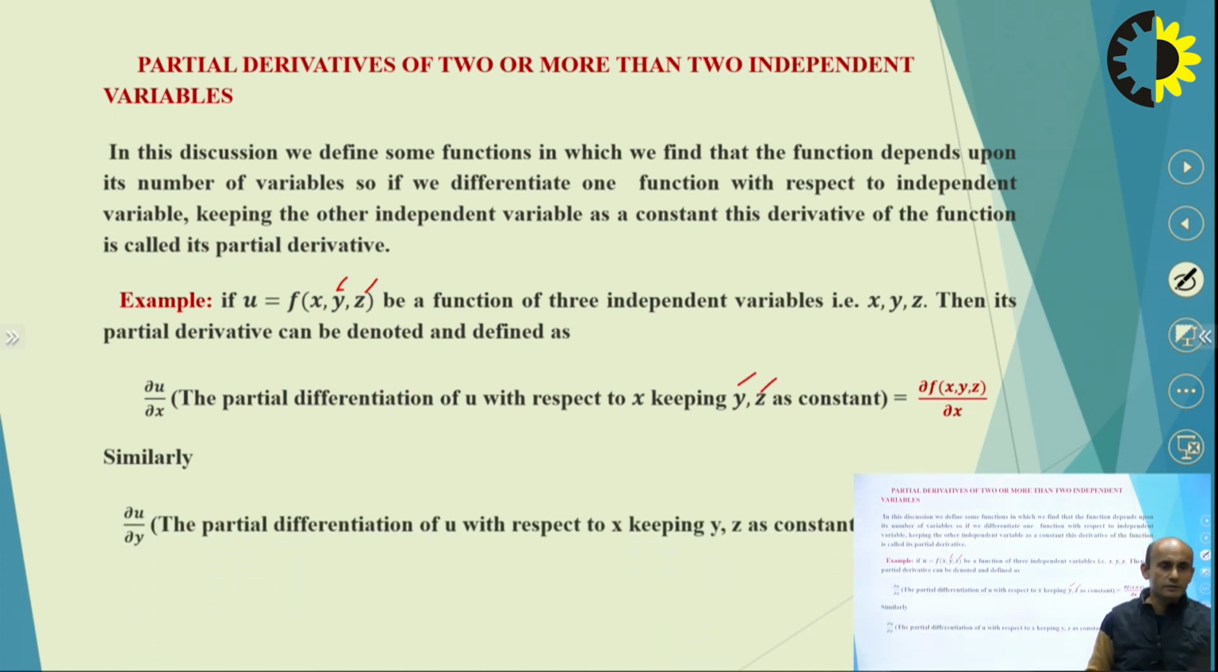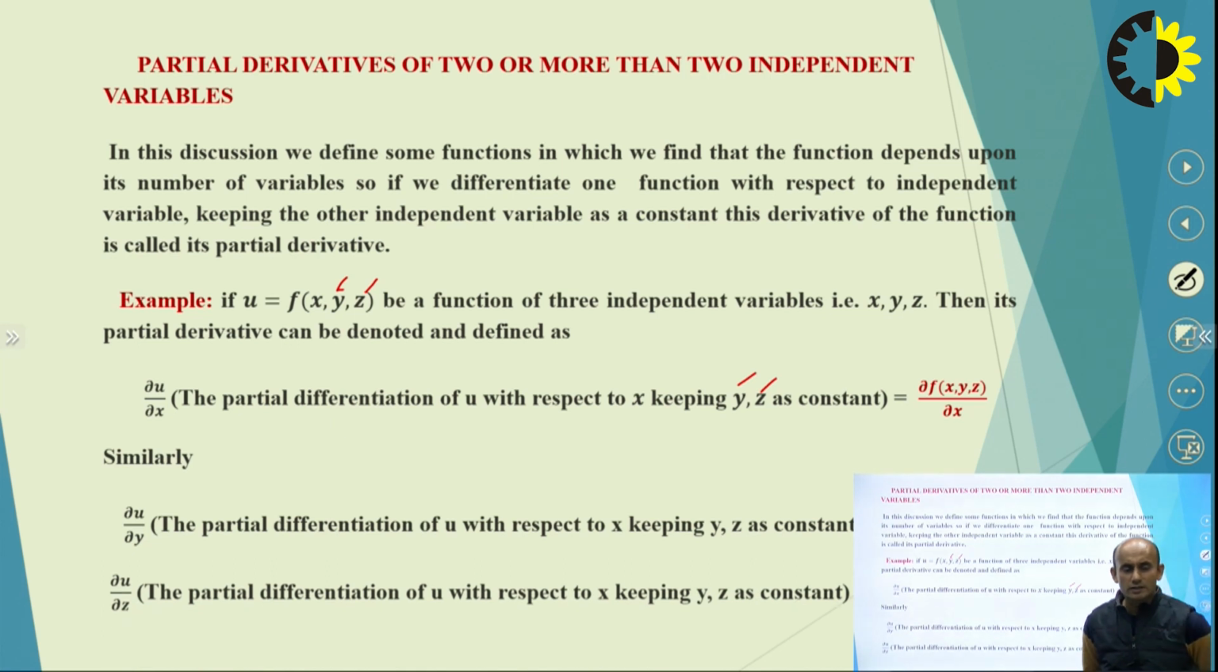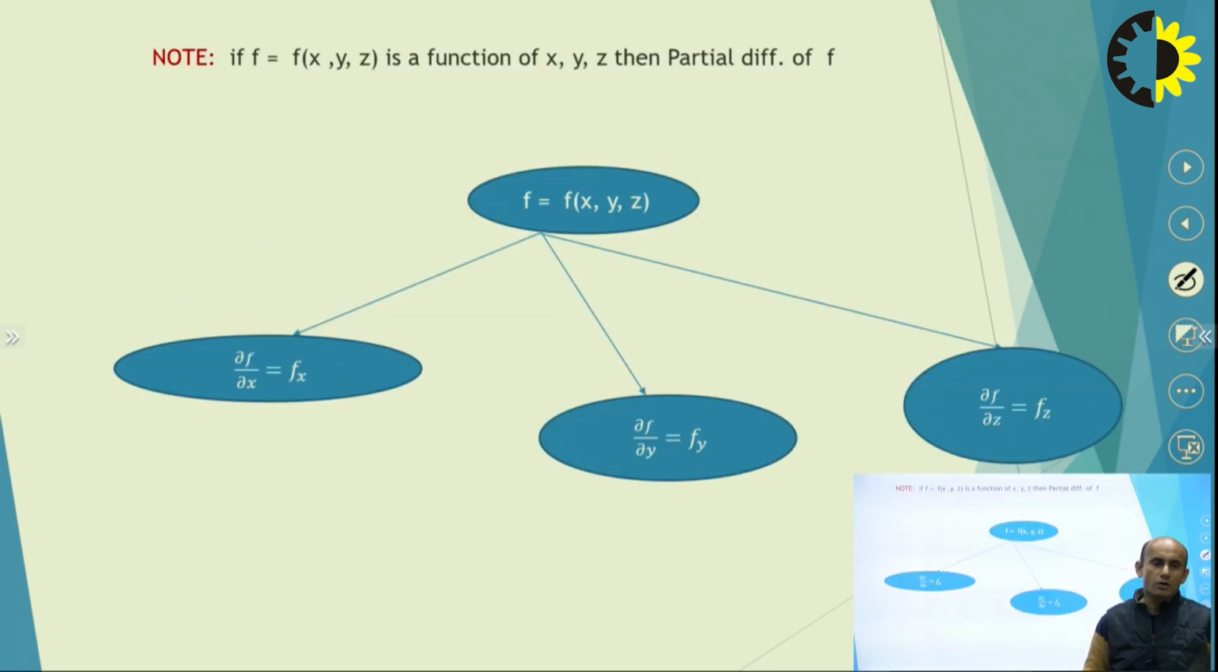And similarly, we have del u upon del y, the partial differentiation of u with respect to y, in which x and z are treated as constant. So del u upon del y is partial differentiation with respect to y, in which we have x and z as constant. And similarly, we have del u upon del z, which is partial differentiation with respect to z, in which we have x and y as constant.